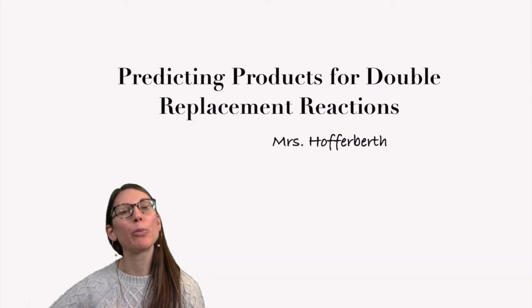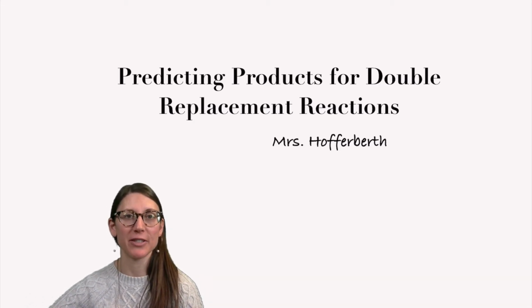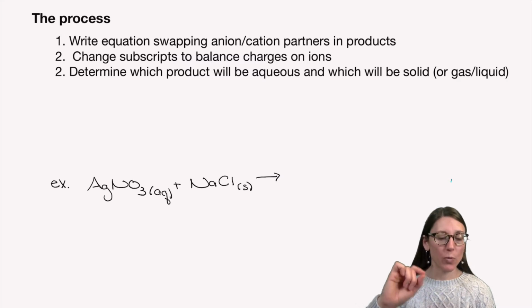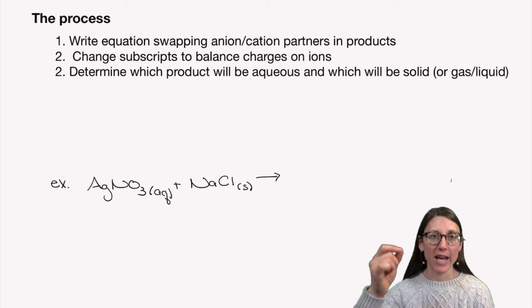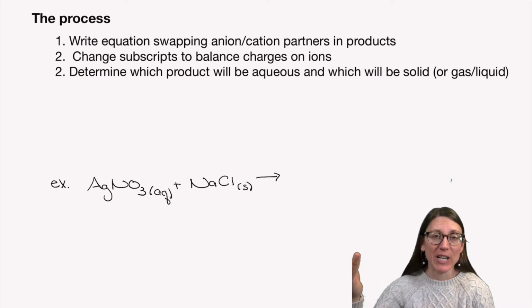There, let's talk about how we predict the products of a double replacement reaction. The process we're going to follow is we are going to write our chemical equation, and on the product side, we're going to swap the anion cation partners. That's what makes it a double replacement reaction.